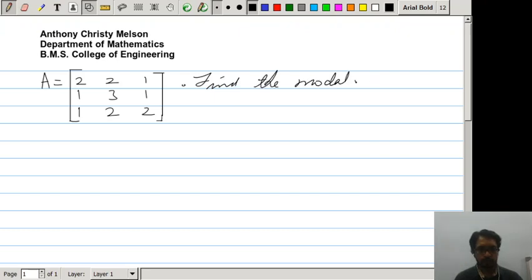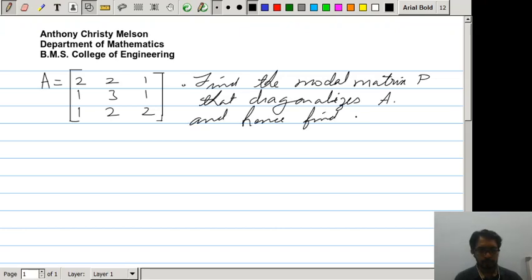Hello students, in this video I'll be demonstrating the diagonalization of a matrix. Say for example, if we have A equal to [2, 2, 1; 1, 3, 1; 1, 2, 2], find the modal matrix P that diagonalizes matrix A, and hence find A power 4.